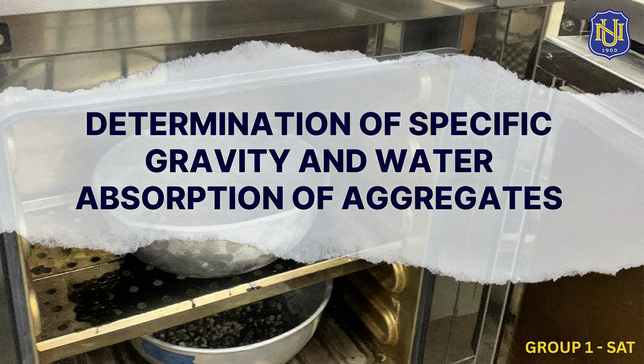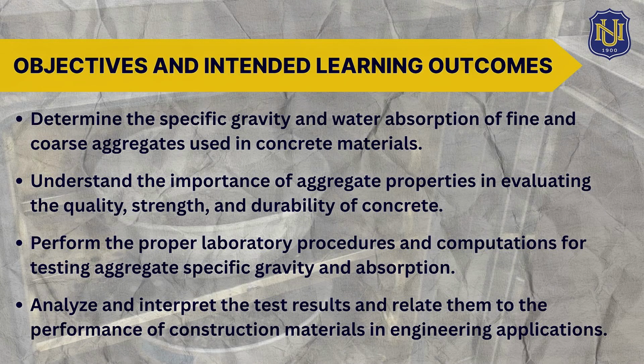Specific gravity helps determine the density of aggregates compared to water, while water absorption measures the amount of water that aggregates can absorb through their pores. These properties are essential in designing concrete mixtures and evaluating the condition of aggregates used in engineering projects. The main objective of this activity is to determine the specific gravity and water absorption of aggregates.